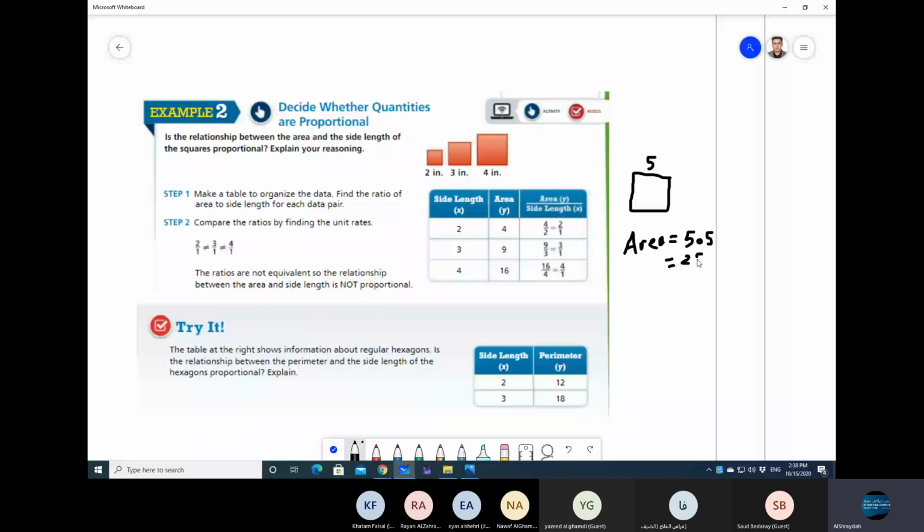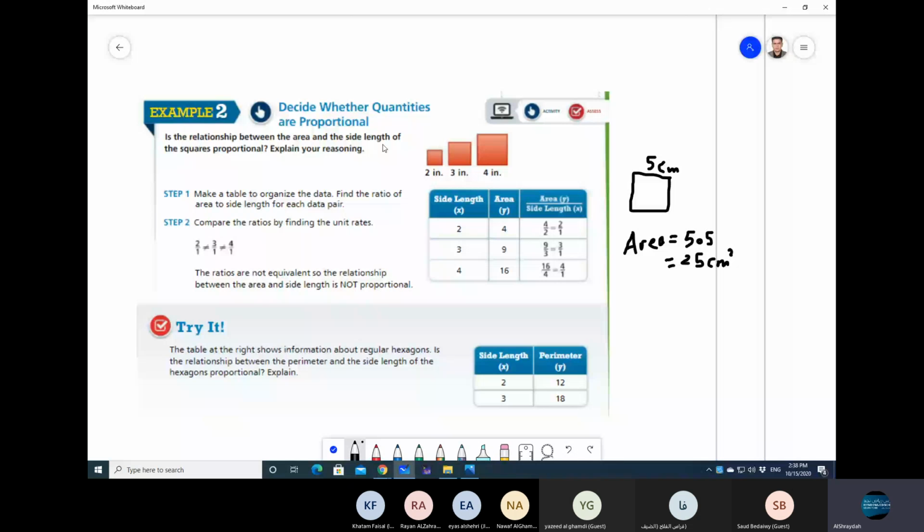If it's centimeters, the area is 25 centimeters square. This is the area. Area is given by 25 centimeters square. Here is the relation between the area and the side length of a square. Is it proportional?